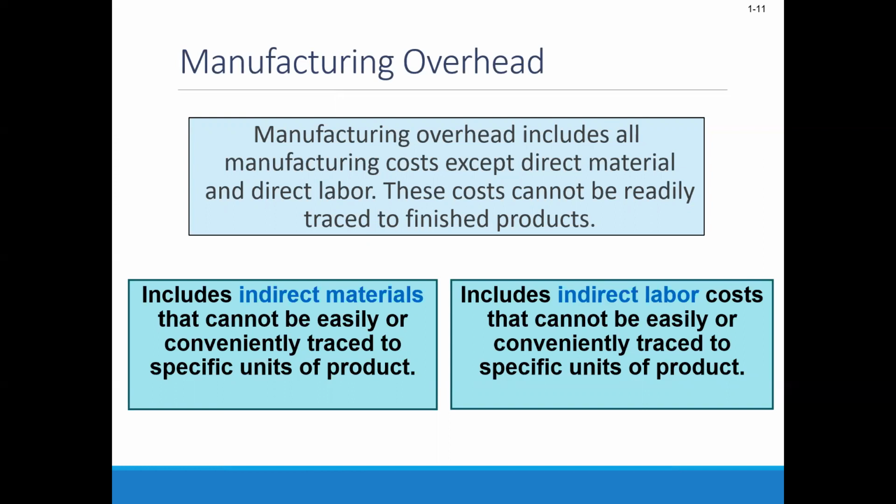They include indirect materials that cannot easily or conveniently be traced to specific units of product, or indirect labor costs that can't be easily or conveniently traced to specific units of product. Greasing the machines, repair on the machines, the supervisor, the security guards, and the list goes on and on, the janitorial.